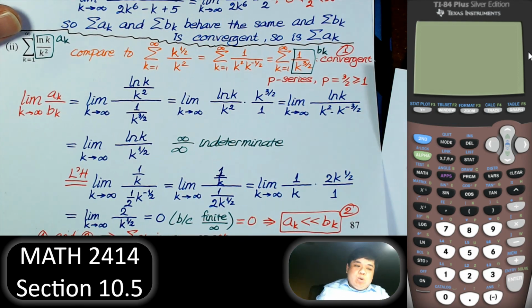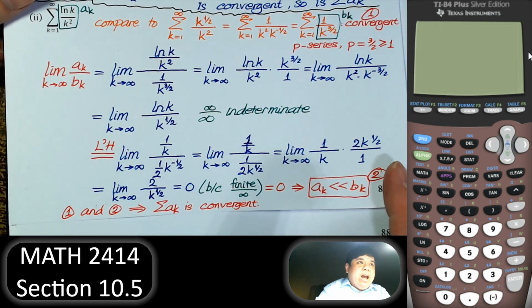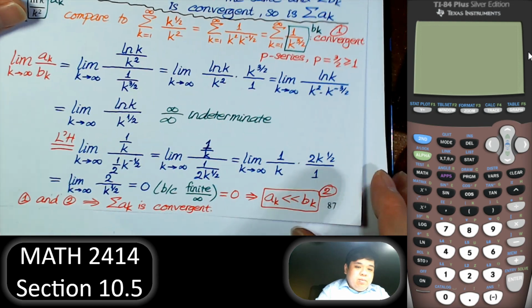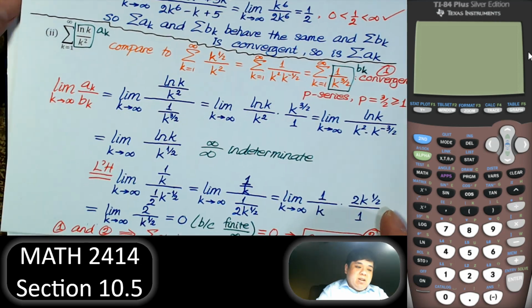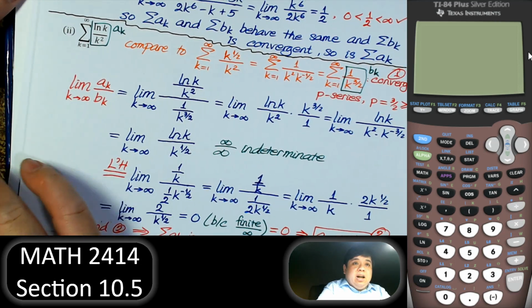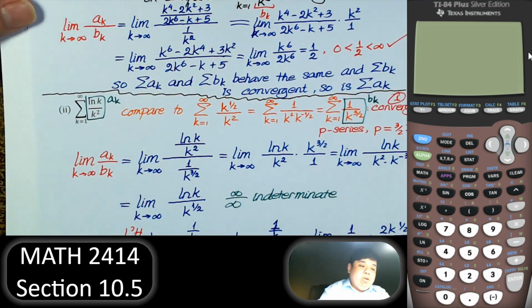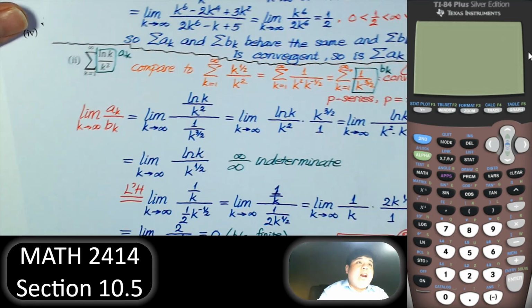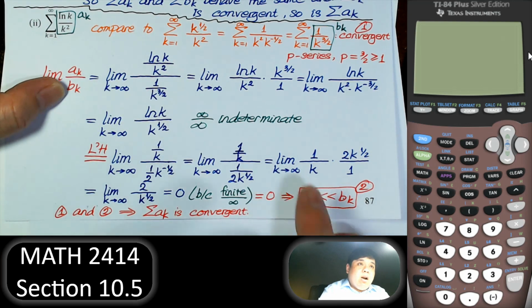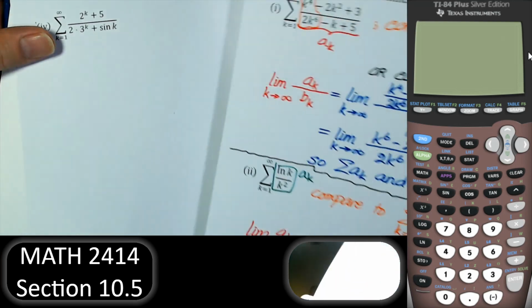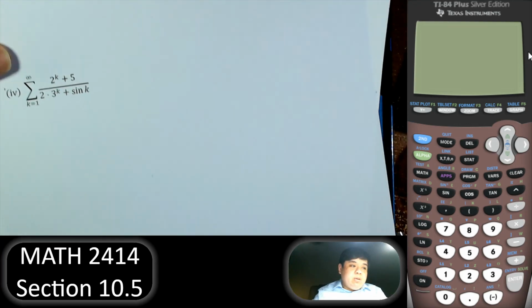So usually when there's ln, it's a little more complicated than the others, because ln of k could be less than any power of k, so we have to choose the right one. But other than that, yeah, this is the limit comparison test, or we can just compare them directly. Right, let's look at more examples.